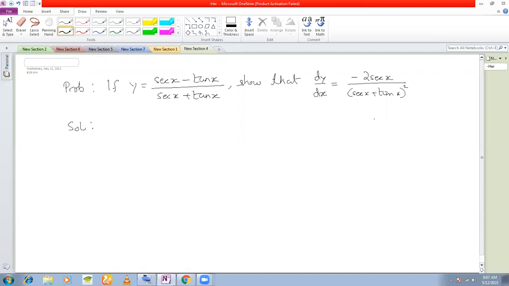If you look at this problem, there's a numerator and there's a denominator, right? Numerator is sec x minus tan x and denominator is sec x plus tan x. You are most tempted to use u by v rule, and you will not have much problem if you use u by v rule.